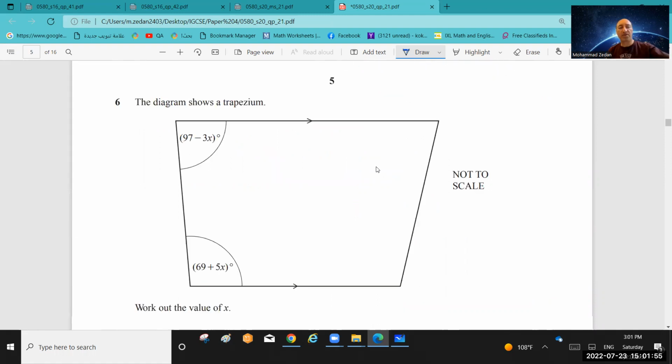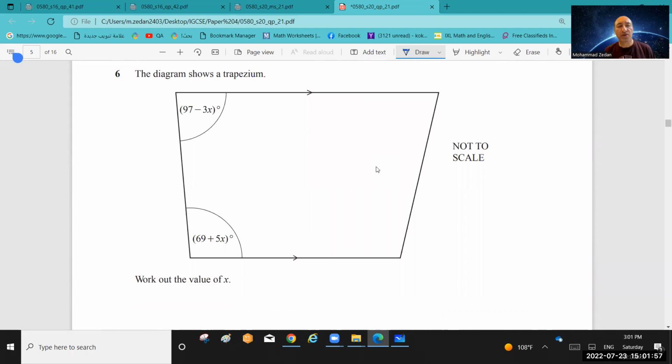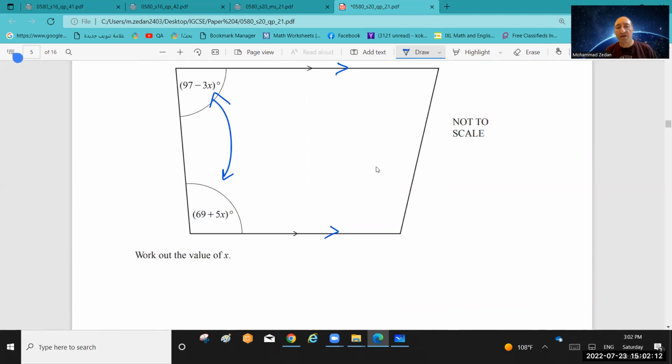Question number 6. The diagram shows a trapezium. You know the trapezium is a quadrilateral that has only one pair of parallel lines. Work out the size. These two angles are called the co-interior angles. Their sum must be 180. So you just add them: 97 minus 3x plus 69 plus 5x. This sum must be 180.